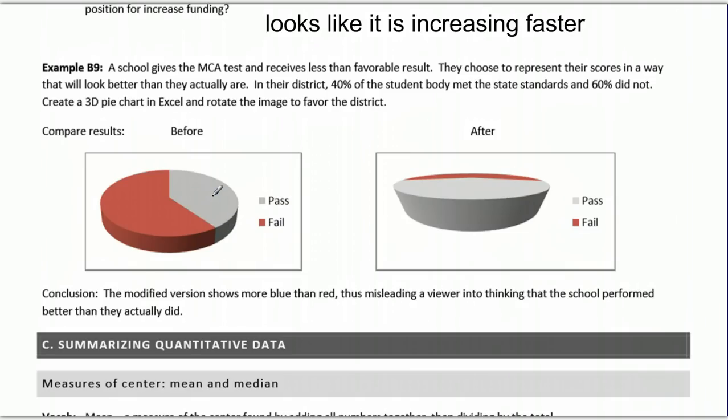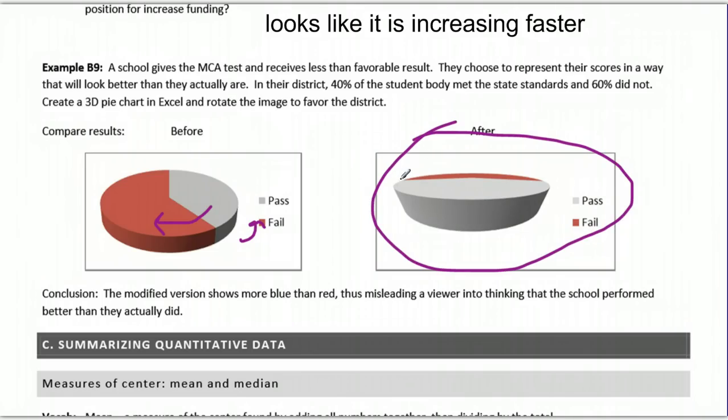But if you were to rotate it so that this gray side, the passing side, was up near the front, and then you were to tilt the graph where the front edge became a lot bigger, you can see in this after graph here, the vast majority of the picture looks like they passed. Only this little tiny sliver of red back here suggests that anyone failed.